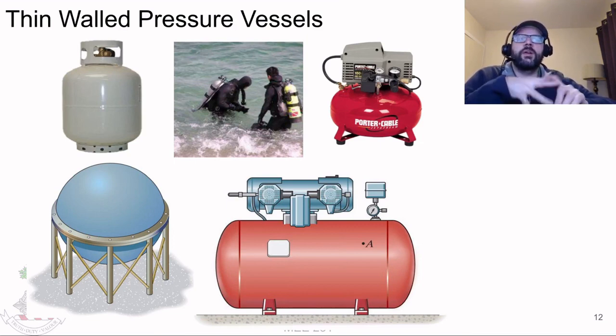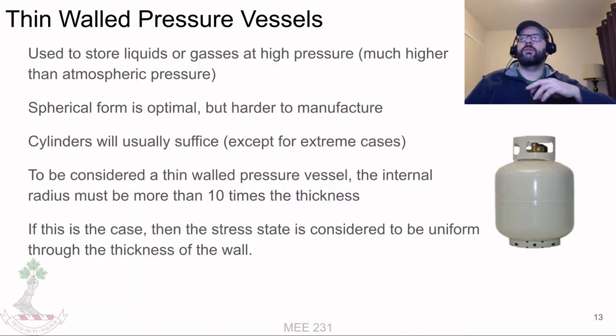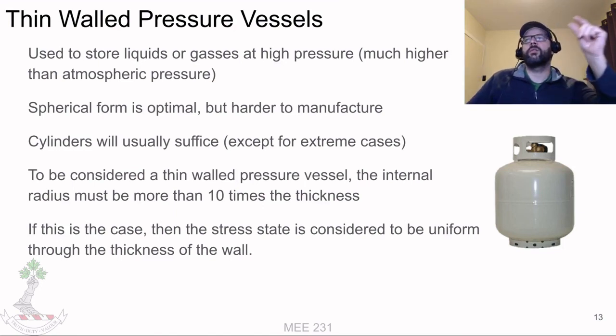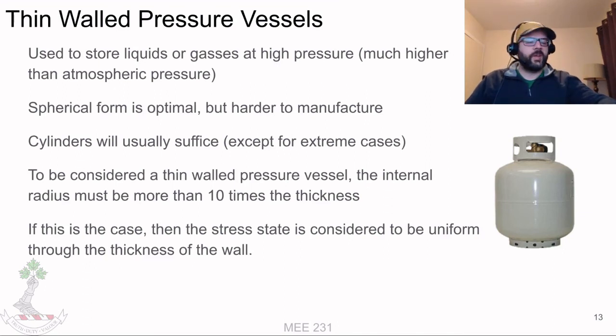If we are going to consider it a thin-walled pressure vessel, then the internal radius needs to be at least 10 times the thickness of the wall. If that's the case, then we can generally assume that the stress state is going to be uniform through the thickness of the wall. So it's thin enough that there's not really any variation going on there.